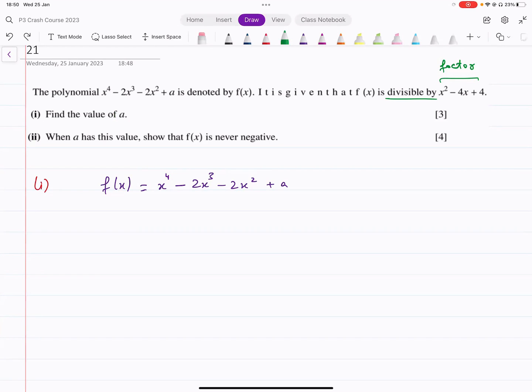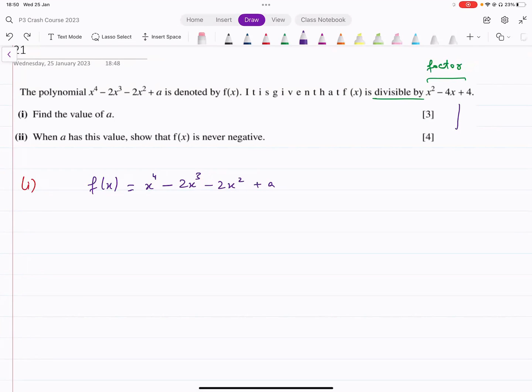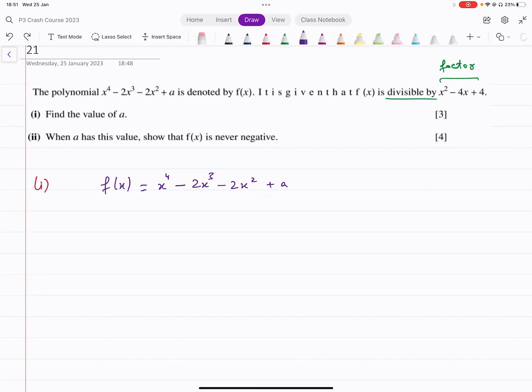Now, what can we do? Can we use the remainder theorem here? Remember, what was the condition for remainder theorem? Remainder theorem only works when the divisor is linear. In this case, the divisor is not linear. So the first thing that should come to your mind would be that you can't use the remainder theorem here, at least directly. You'll have to use long division. Even synthetic division doesn't work here because the divisor is not linear. So you'll have to do long division in this case.